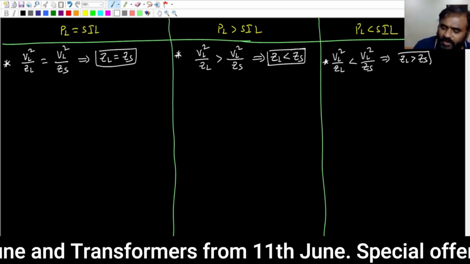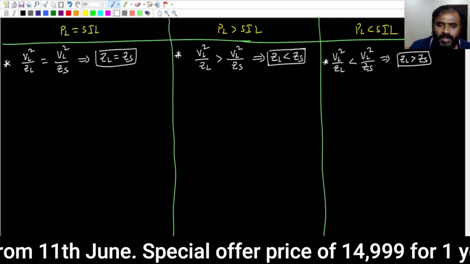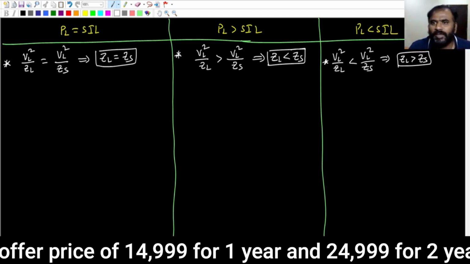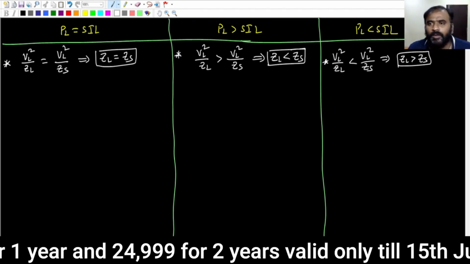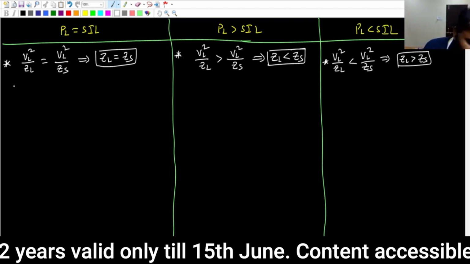ZL we get greater than ZS. Okay, clear? Understand? That is the first thing. Right, and the next thing, let's have a look.